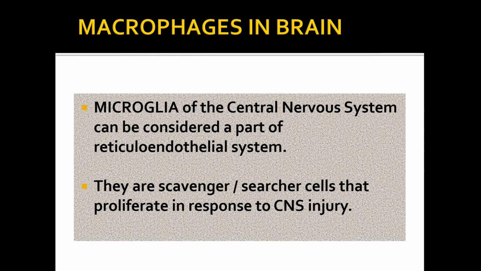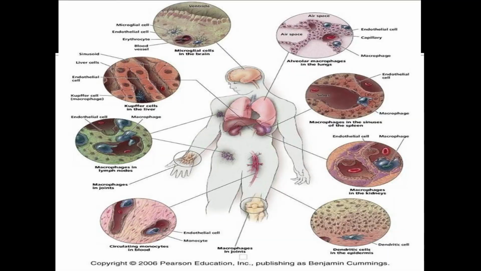Macrophages in the brain. Microglia of the central nervous system can be considered part of the reticuloendothelial system. Microglial cells are basically the supporting cells of the neurons, so they give support and protection and serve as a reticuloendothelial system. They are the scavenger cells that proliferate in response to CNS injury. So you see, almost all tissues have a huge macrophage pool, you can say.